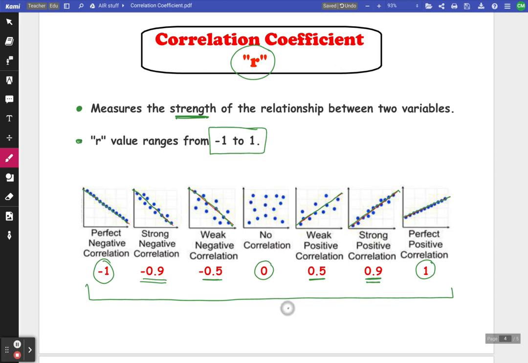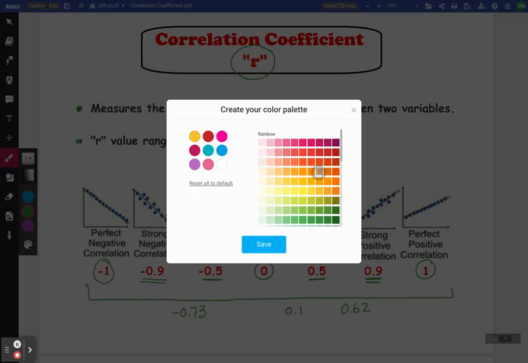I could have a positive 0.1. I could have a positive 0.62. I could have a negative 0.73. I can have any number in between there, but just know that the closer they are to 1 or the closer they are to negative 1, that is perfect. So basically, here's what you need to know here. Let me switch to an orange.